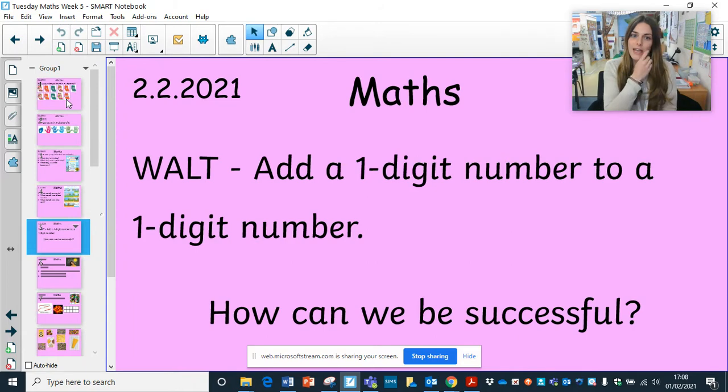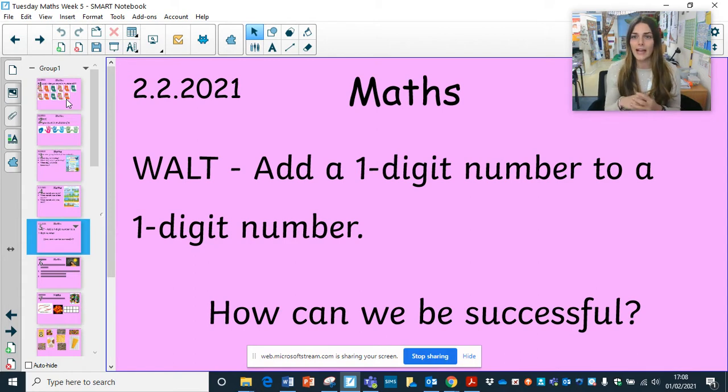So our learning today, what we are learning to do, is we are learning to add a 1-digit number to another 1-digit number. How can we be successful? So first of all, we need to unpick what we mean by add. We need to look at what a 1-digit number is.